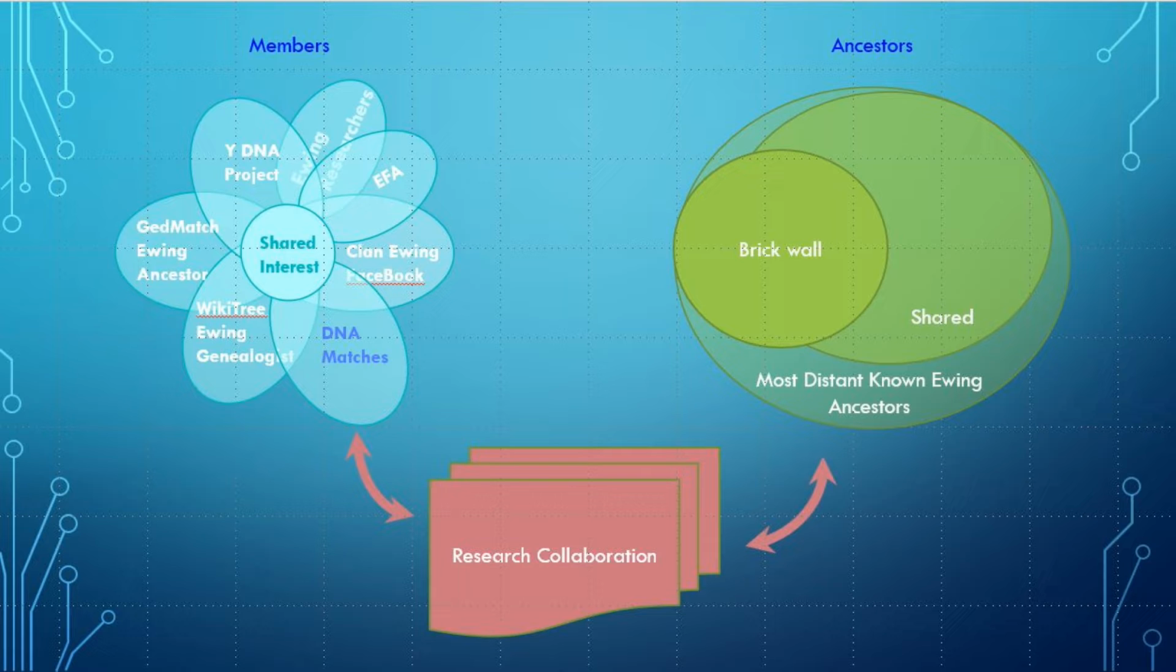First and most important are the members, what are labeled members in the database. And they come from the Y-DNA project, the GEDmatch project, the WikiTree Ewing genealogist, other Ewing researchers that I communicate with, EFA members, and some of the Clan Ewing Facebook group. But most importantly, it's made up of the DNA matches. And the second component is the Ewing ancestors.